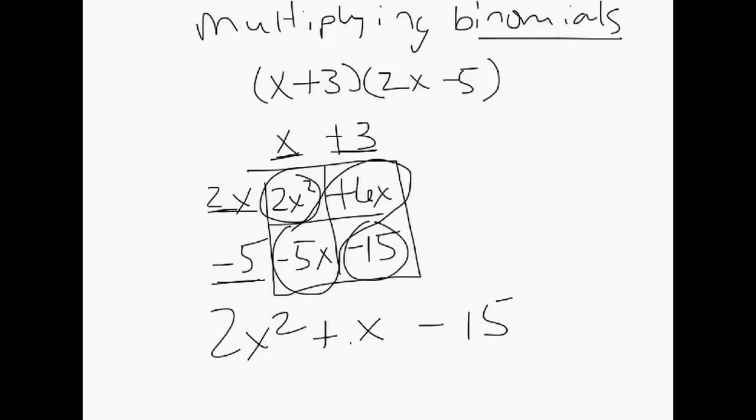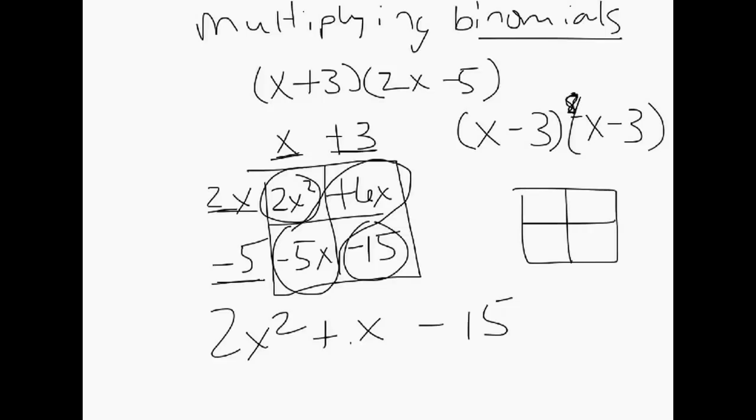Okay. Let's take a look at another one here. What if we had x minus 3 squared? Squared just means we're going to write it twice, and so I wouldn't even need that anymore. So my box would look like this: x minus 3 and x minus 3. X times x is always x squared. X times a negative 3 is negative 3x. Negative 3 times x is negative 3x. Negative 3 times negative 3 is positive 9.